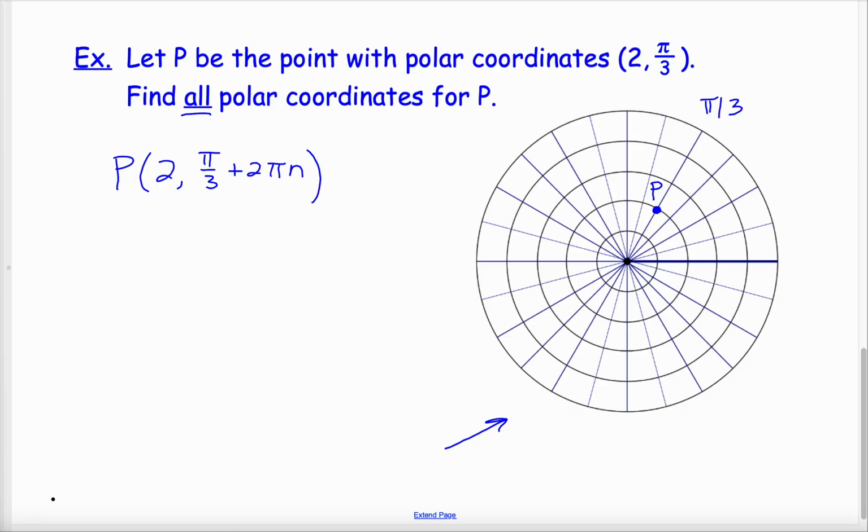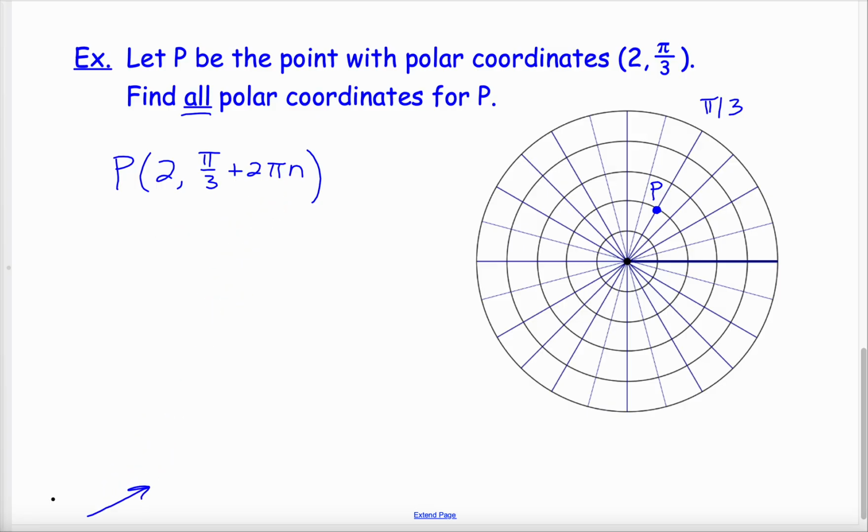So if n is 0, I have 2 comma pi over 3. If n is 1, I'd get 2 comma 7 pi over 3. If n was 2, I'd get 13 pi over 3. If n was negative 1, I'd get 2 comma negative 5 pi over 3. So by filling in different integer values for n, I would be able to write down all the possible answers. So there's an infinite number of solutions, and we've taken care of all the possible solutions for our angles.